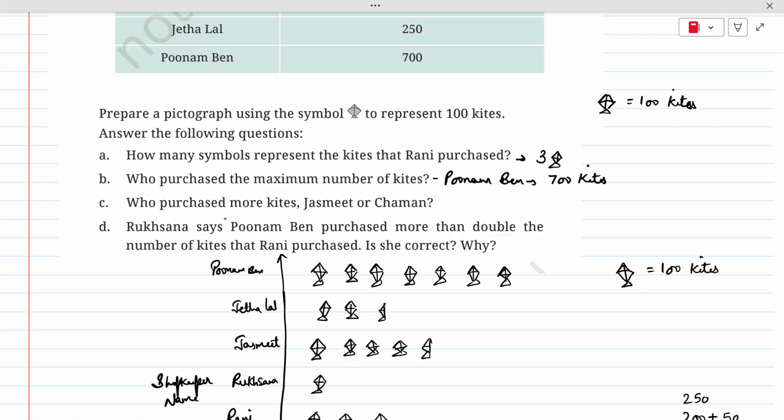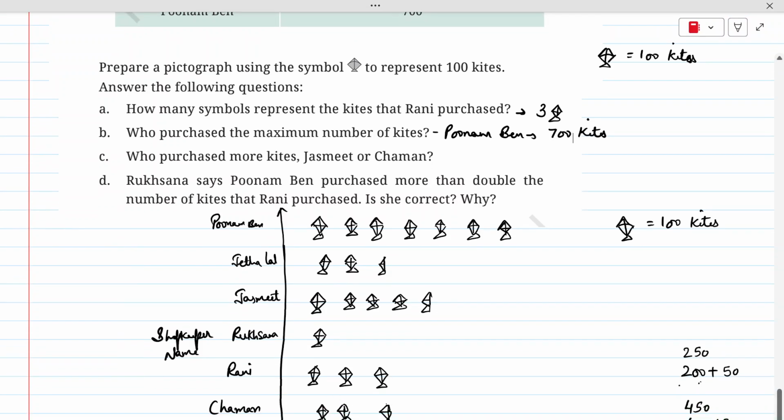Next is who purchased more kites, Jasmeet or Chaman? So Jasmeet took 450 and the second is Chaman. Chaman has 250 and Jasmeet has 450. So clearly it is Jasmeet who took more. Next. Ruxana says Poonam Ben purchased more than double the number of kites that Rani purchased. Is she correct or not?